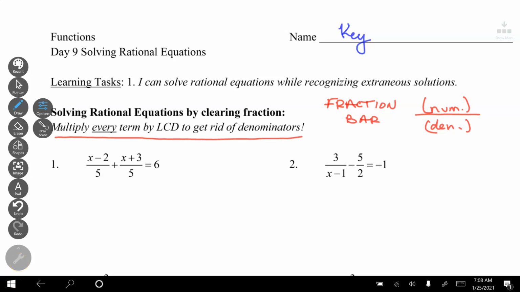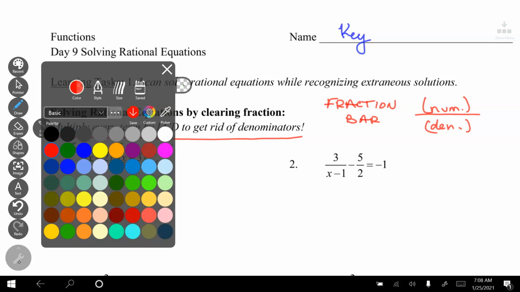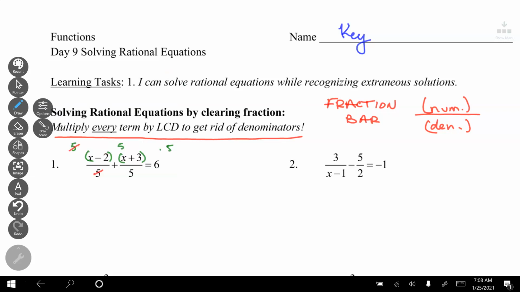So problem number 1 I made pretty easy. I only see one denominator, and well, there's two, but they're the same. So I'm going to multiply through by 5 by every term. The first term, the second term, and even the term on the other side of the problem. And don't forget there's parentheses around these things. And then I notice that the 5 here and the 5 here cancel, the 5 here and the 5 here cancel. I'm left over with x minus 2 plus x plus 3 is equal to 6 times 5, or 30.